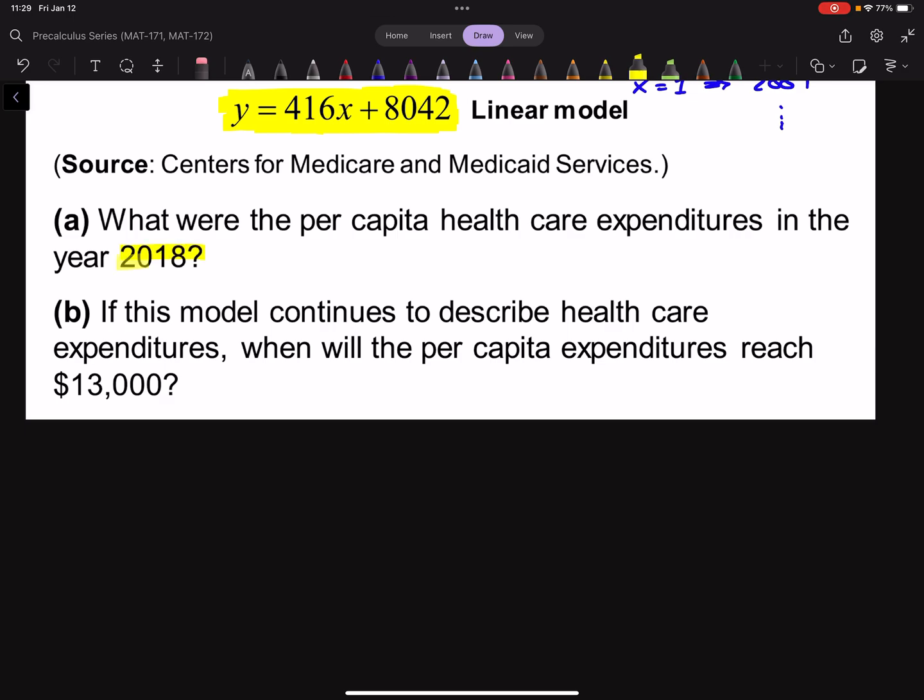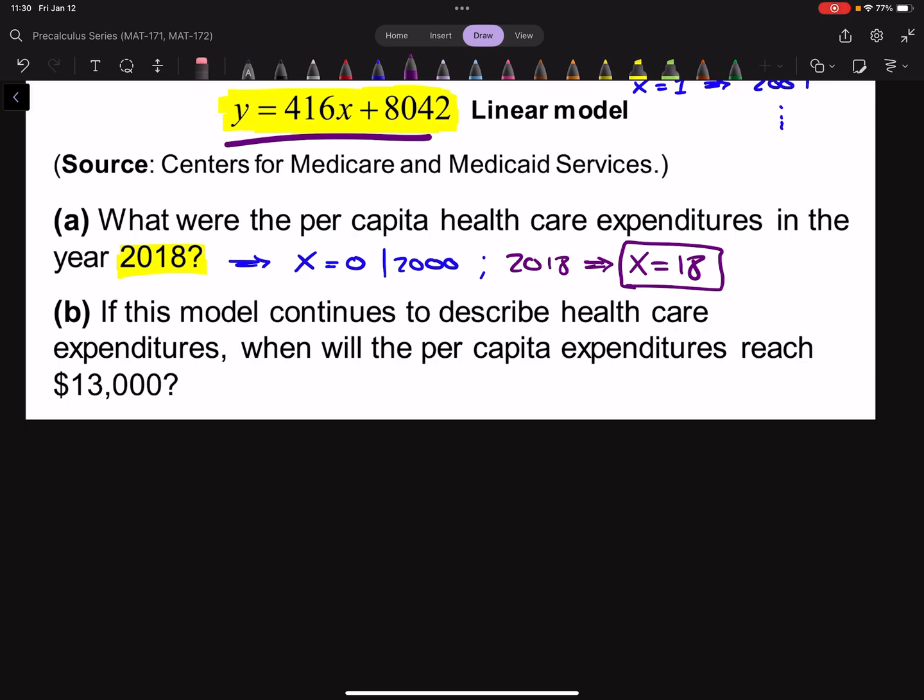All right, so we talk about years, right? That means we must be dealing with X. Now, keeping in mind that when X is equal to 0, we're talking about the year 2000. So for us, when the year is 2018, what that tells us is that X equals 18. All right, so if X equals 18 and we have this model here, then we need to do some substitution.